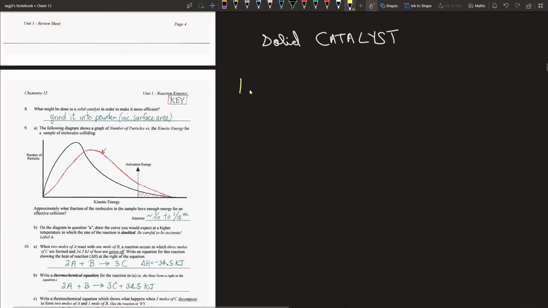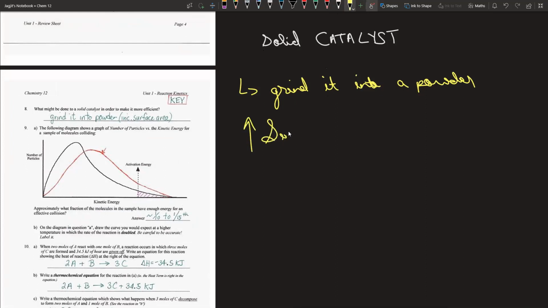What you can do is grind it into a powder. And how does this help? When you grind it down, you increase the surface area, right? Think of a catalyst as a block of chalk. Imagine you have a big block of chalk. The only thing that can react is the molecules which are on the outside surface, right?